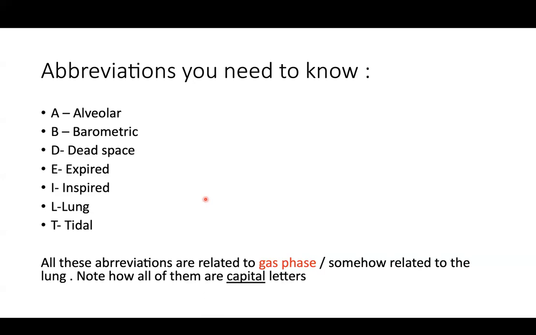So you have a capital A, which means alveolar. Capital B means barometric. Capital D means dead space. Capital E means expired. Capital I means inspired. Capital L means lung. And capital T means tidal. You don't need to worry too much about the definitions, because we'll go over this in the lecture. Just know that this abbreviation means I'm talking about this, because it gets very tedious to say the whole thing again and again. So we use these abbreviations instead. Now, these abbreviations are gas phase, they're related to the lung, and they're all capital. So please know that.